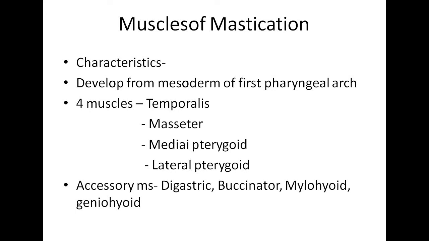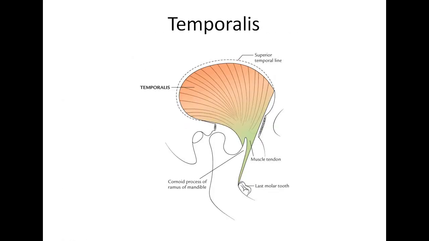They share common features: all are located in and around the infratemporal fossa, all are inserted into the ramus of the mandible, all are innervated by the mandibular division of the trigeminal nerve, all are concerned with the movements of the mandible at the temporomandibular joint, and all are developed from the mesoderm of the first pharyngeal arch. Broadly, these muscles are divided into two groups, the principal muscles and the accessory muscles. There are four principal muscles: the temporalis, masseter, medial pterygoid and the lateral pterygoid, whereas the accessory muscles are the digastric, buccinator, mylohyoid and the geniohyoid muscle. We will see each principal muscle one by one.